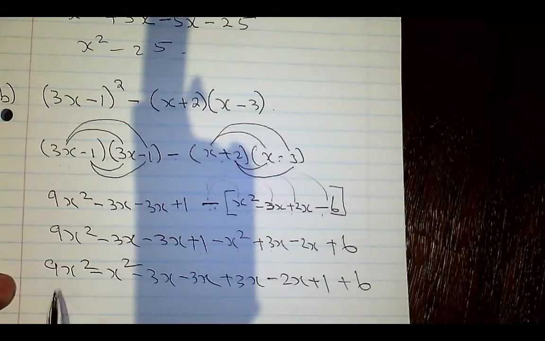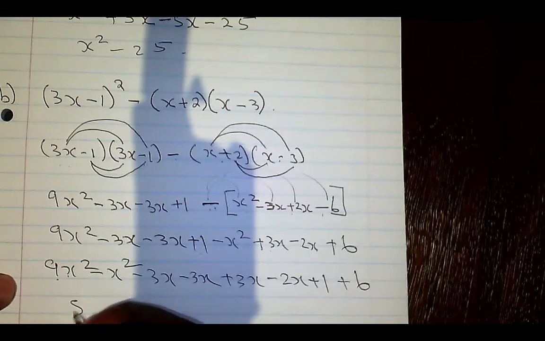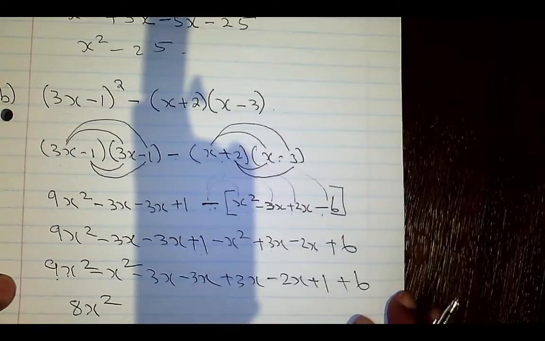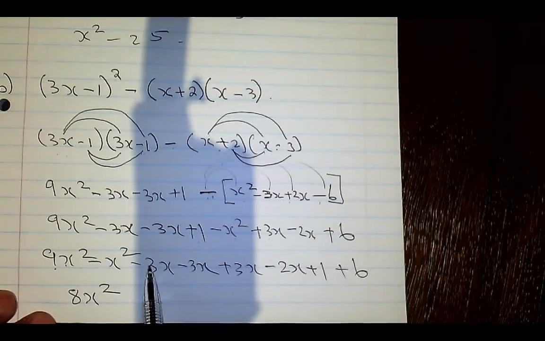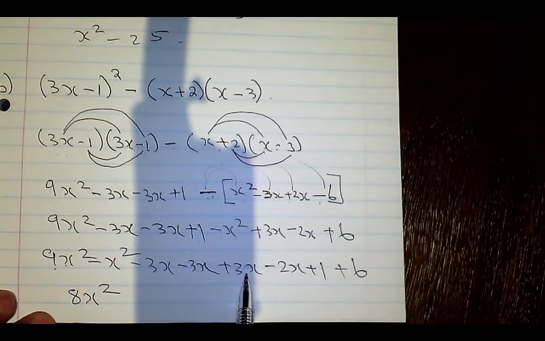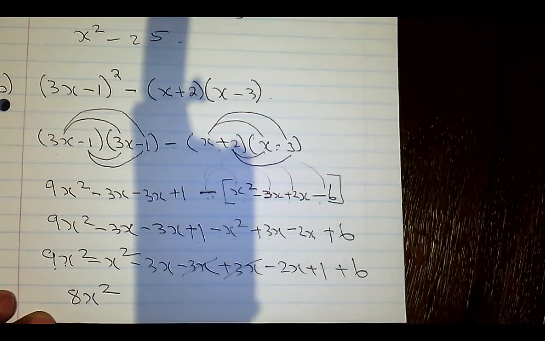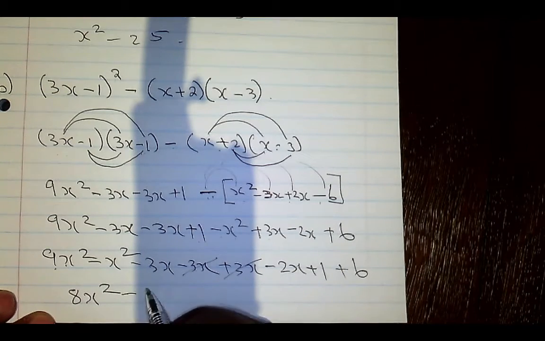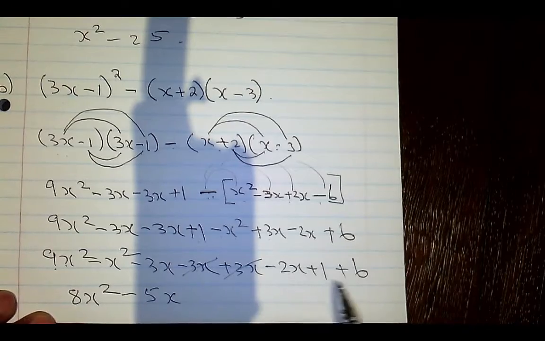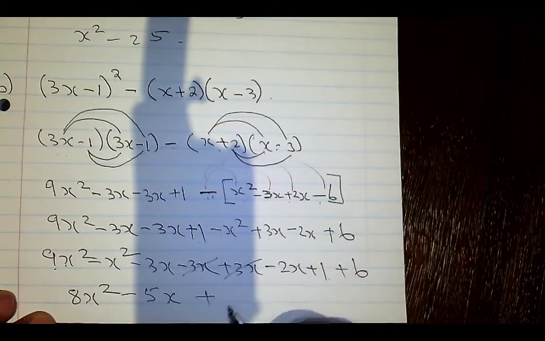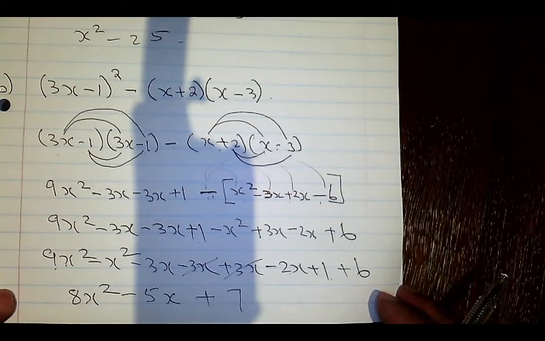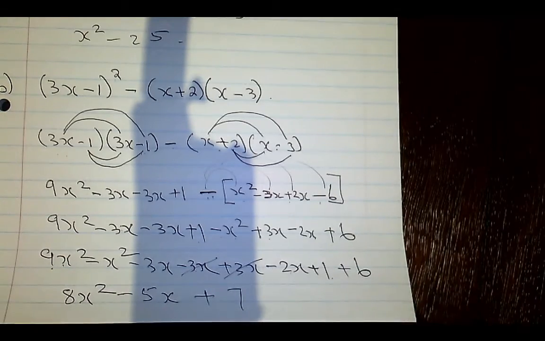That's fine. Now 9x squared minus x squared will give us 8x squared. Then minus 3x plus 3x minus 2x. All right, you can use any approach. I notice here that these two will give me 0, so these will actually disappear. Then minus 3x and minus 2x will give me minus 5x. Then there's 1 plus 6, which is 7. So that's our answer there. Looks beautiful. Okay.